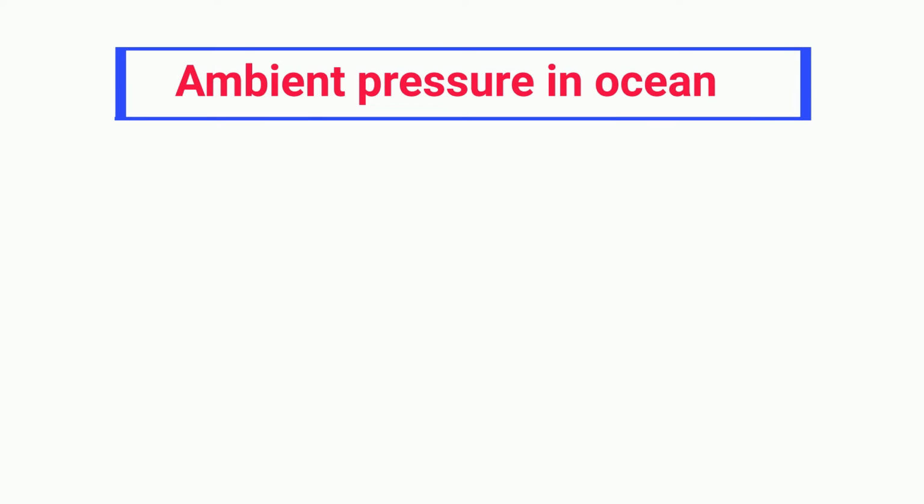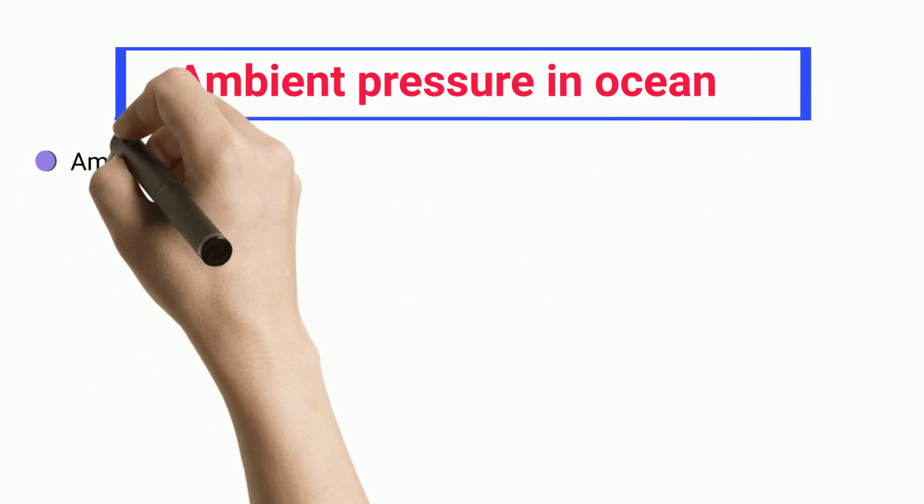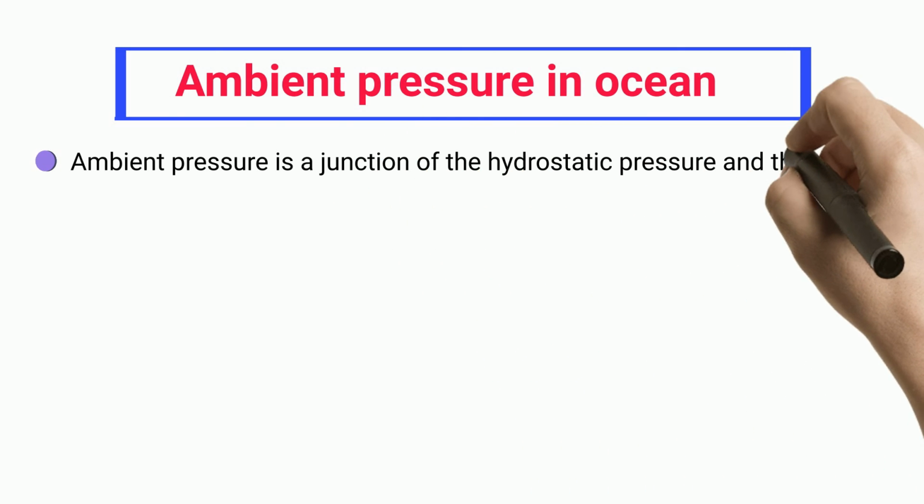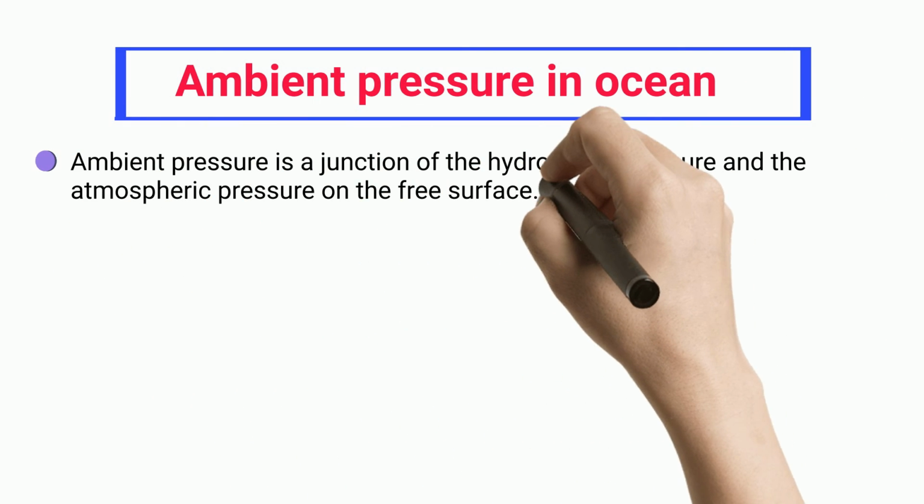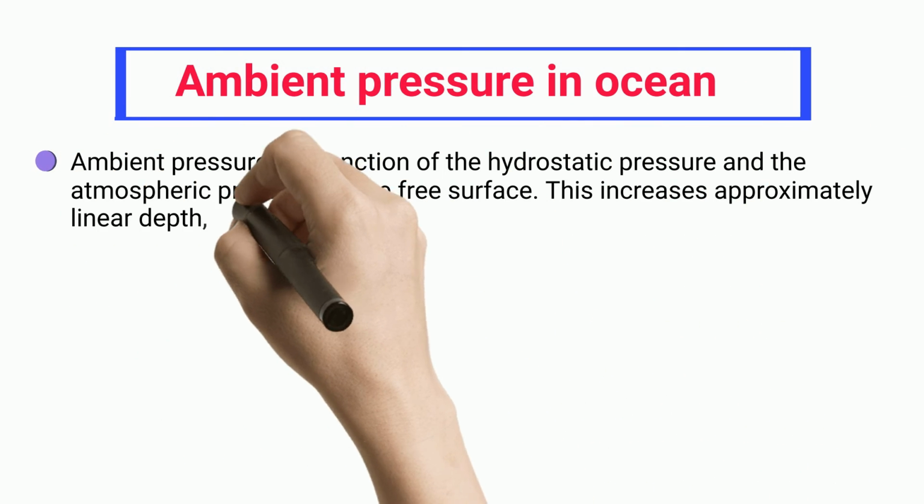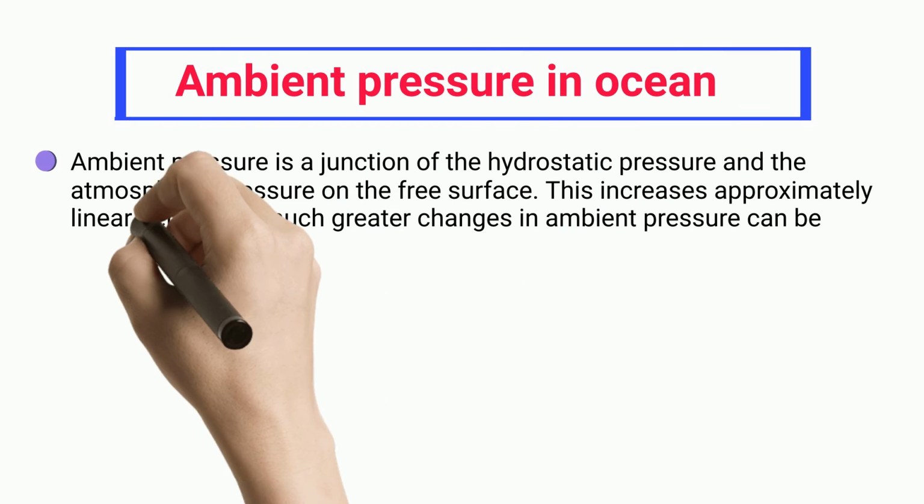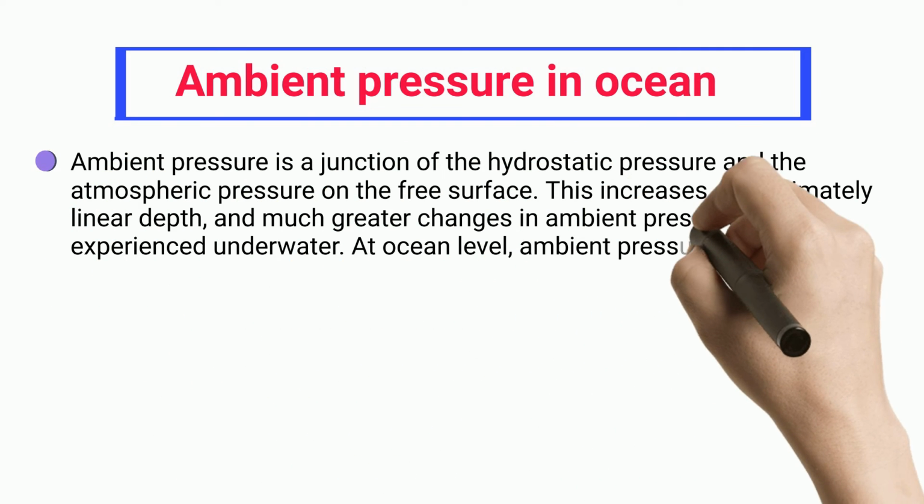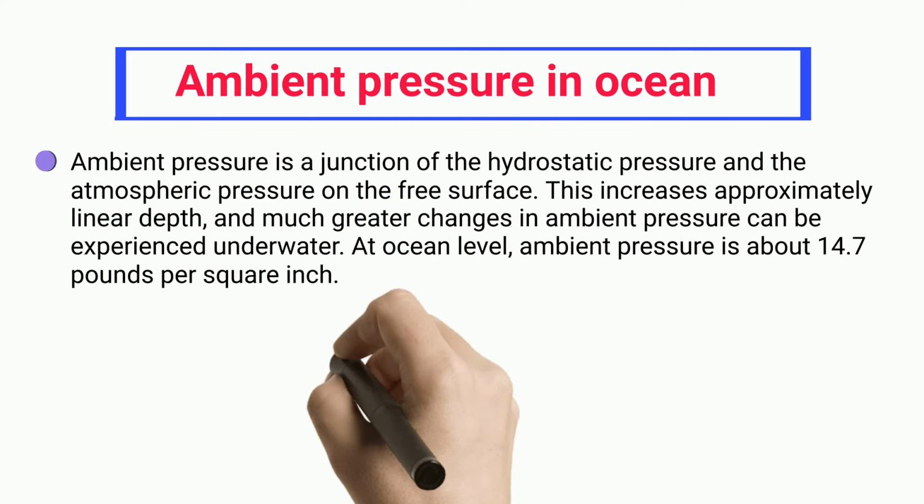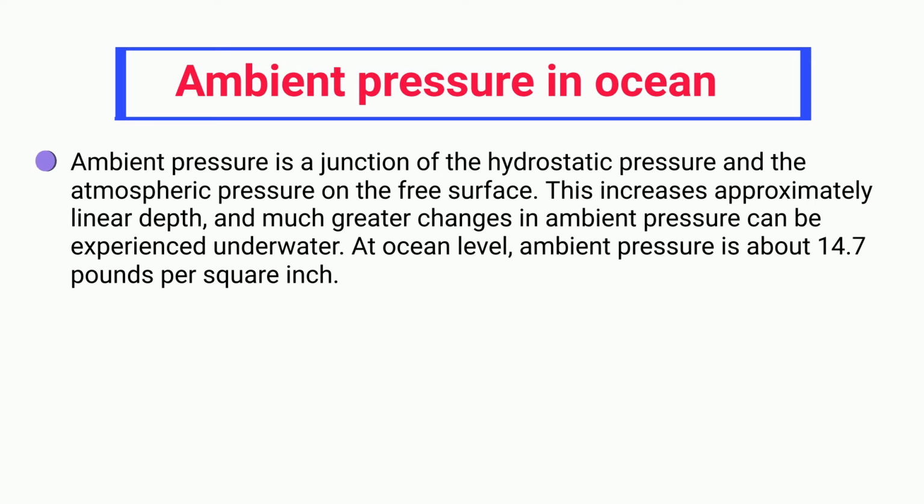Ambient pressure in ocean. Ambient pressure is a function of the hydrostatic pressure and the atmospheric pressure on the free surface. This increases approximately linearly with depth, and much greater changes in ambient pressure can be experienced underwater. At ocean level, ambient pressure is about 14.7 pounds per square inch.